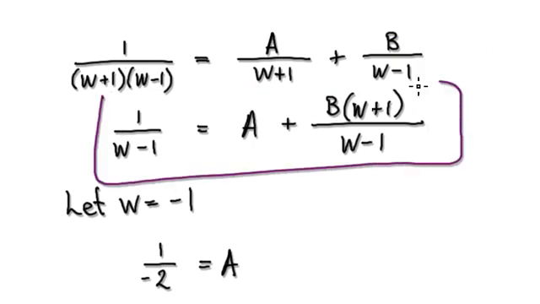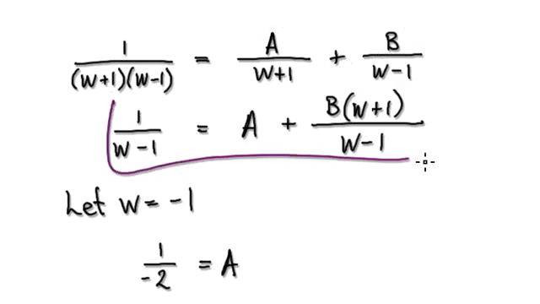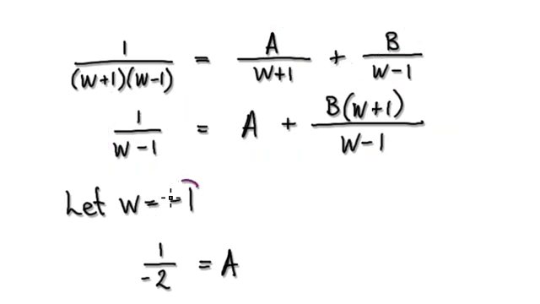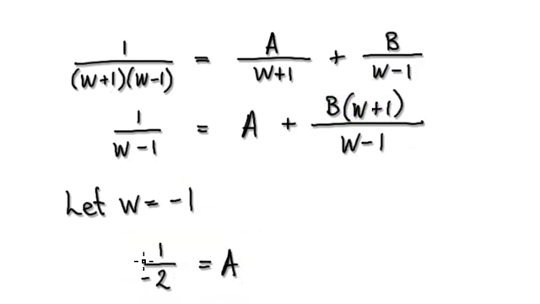So now that you're here, you're trying to find A or B. You're trying to find out this constant and this constant here. So from here, let w be minus 1. So if w equals minus 1, then you've got minus 1, take away 1, so that will give you minus 2. And if you put minus 1 into here, then these two will be 0, making the whole lot 0. So A equals minus a half.